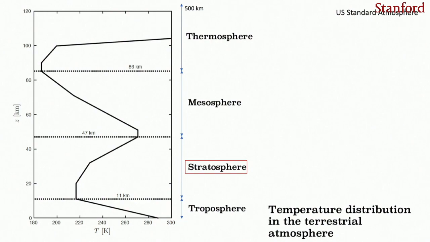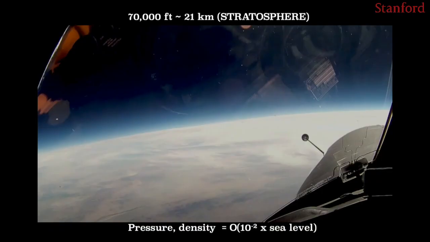Before going to the next layer, let me just show you this picture. This is a picture taken from a U-2 airplane in the stratosphere. And here, the pressure and density have already decayed to 10 to the minus 2 times the pressure and density at sea level. So these conditions in the stratosphere are very similar to, for instance, the conditions that you will find on the surface of Mars.